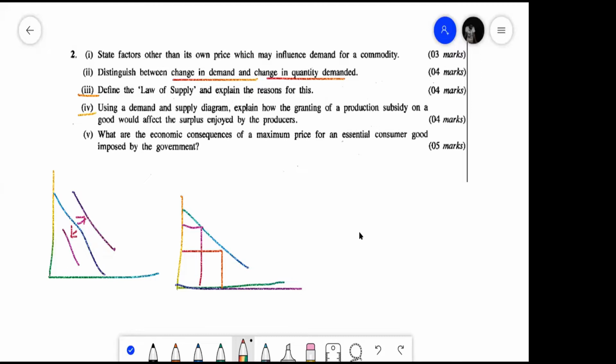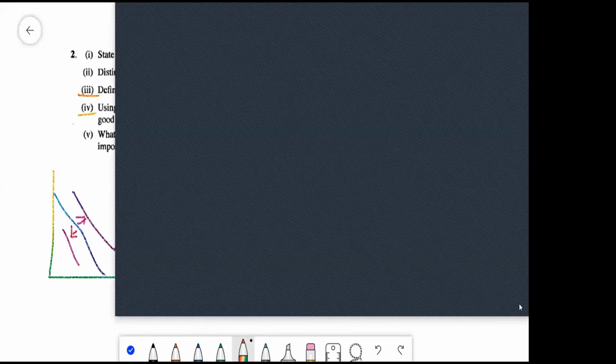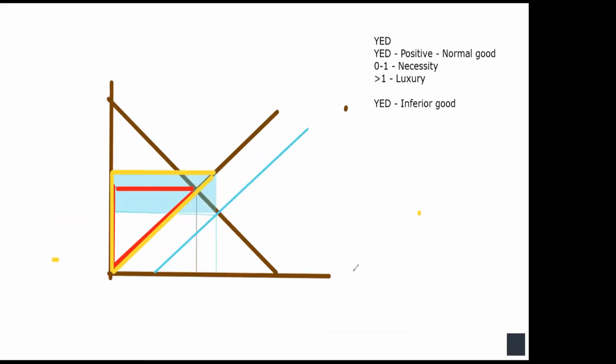To just repeat, the fourth one is using a demand and supply diagram, they're asking how the granting of a subsidy on a good would affect the surplus enjoyed by producers. They're simply asking you to show what the producer surplus is before and what it is after. That is what I'm showing in this diagram. So simply what you do is you draw a diagram and show before the subsidy.